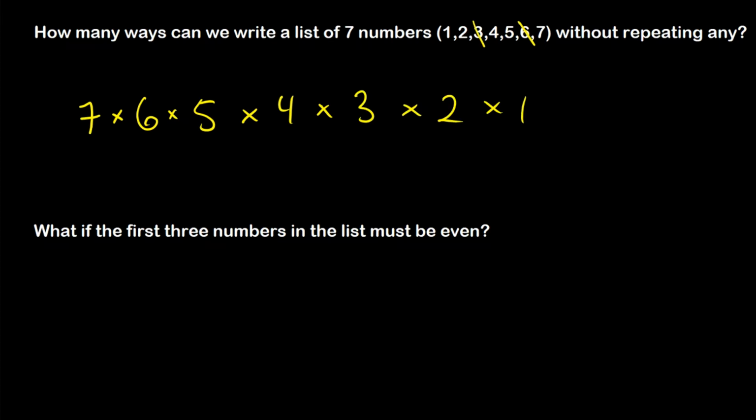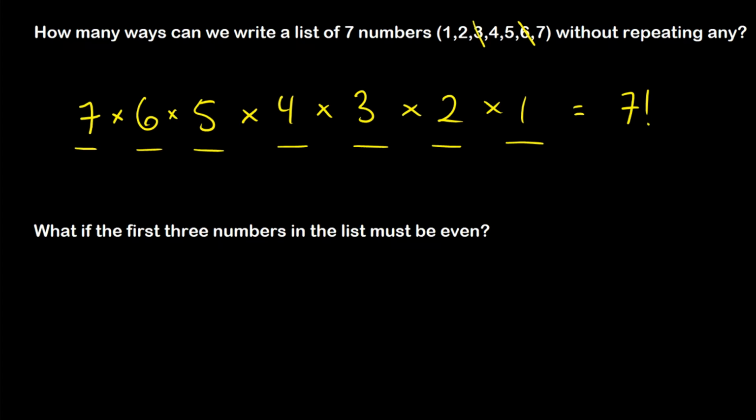So if we want a list of 7 numbers without repeating any, we have 7 choices for the first slot, 6 for the second, 5 for the third, 4 for the fourth, 3 for the fifth, 2 for the sixth, and then 1 for the final slot, which is the same thing as saying 7 factorial. So the number of ways to write a list of 7 numbers without any repetitions is just 7 factorial.